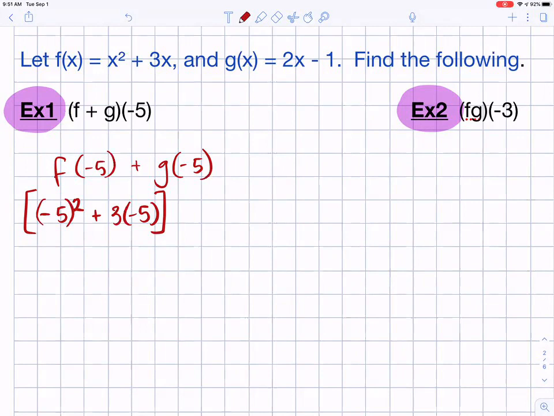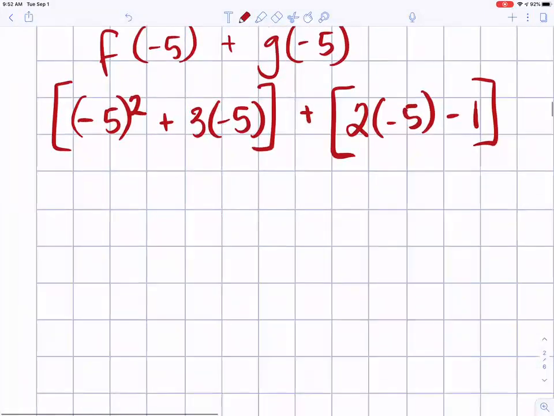All right, so that's just my f of -5. Let's add to that my g of -5. Same thing, 2 times -5 minus 1. All right, follow your order of operations. So in the first group, talk to me about simplifying that. So I got a positive 25, and then a minus 15. All of that is that f function.